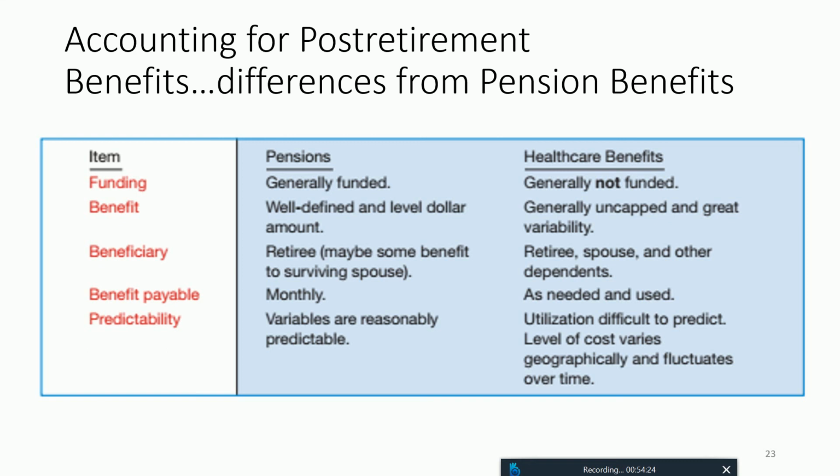Predictability: variables are reasonably predictable when it comes to pension expense. Again, we use a lot of actuaries. It's really hard, though, to predict how much money your retirees are going to need in terms of future medical care, because when and if you're going to get sick is very difficult to predict. How much it's going to cost is difficult to predict because of differences in geography. That's one of the reasons why they're not funded: it's just so hard to determine how much money needs to be set aside.